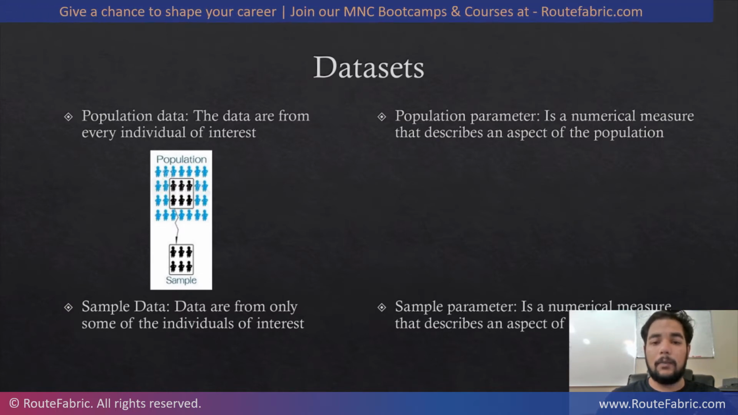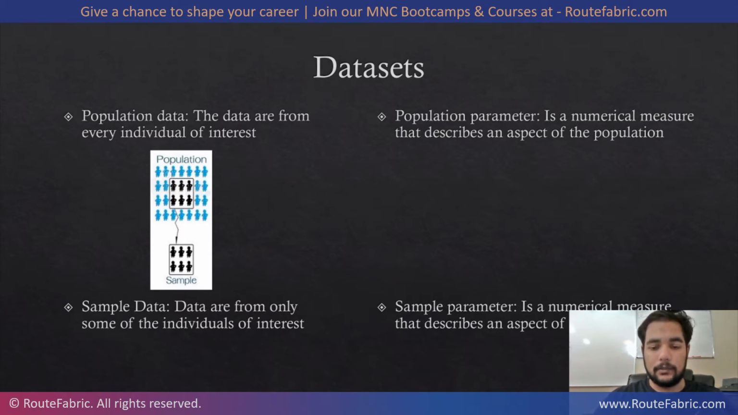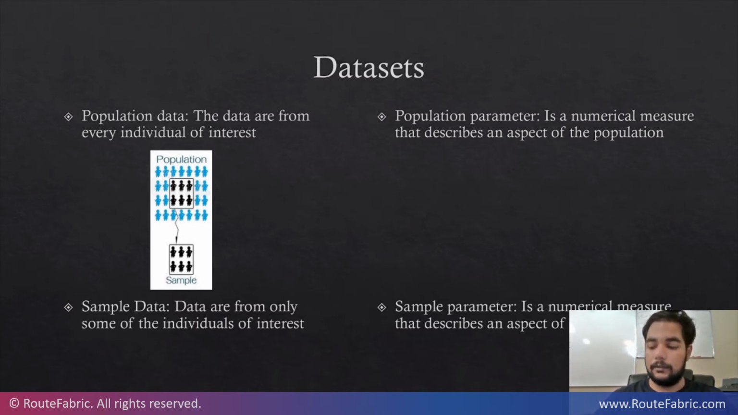Next up, we have population parameters. Population parameter is similar to population data. It is a numerical measure that describes an aspect of the population. Next up, like sample data, we have sample parameter. It is a numerical measure that describes an aspect of the sample and not the population.